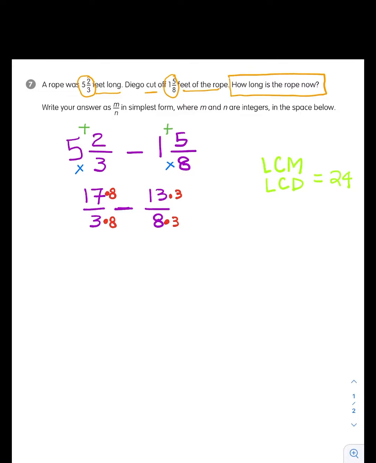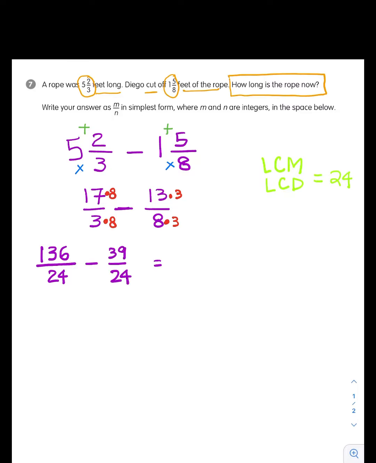Now, let's continue evaluating. What is 17 times 8? Of course, by the time you're doing this, you're telling me, this is so much work, and the calculator is so much easier. Well, yeah, I agree with you, but you still have to learn how to do it. So did you say 136 over 24? That is correct. Minus 39 over 24. Okay, and let's keep going.